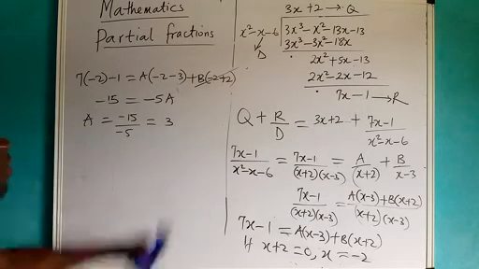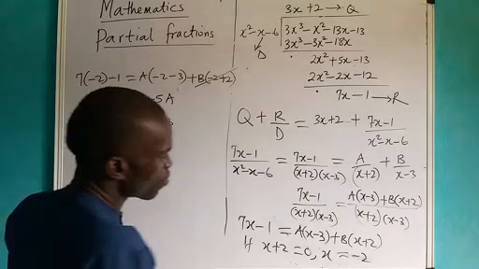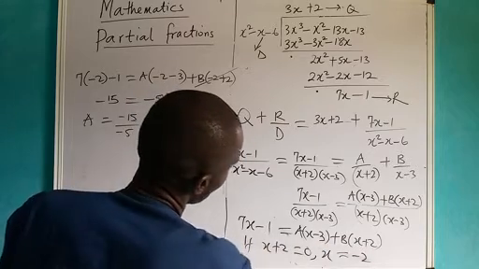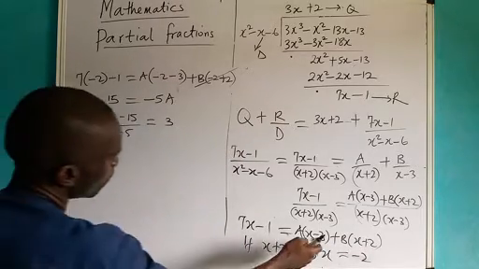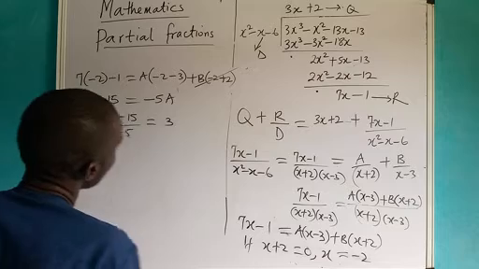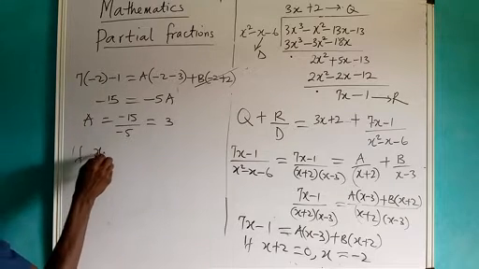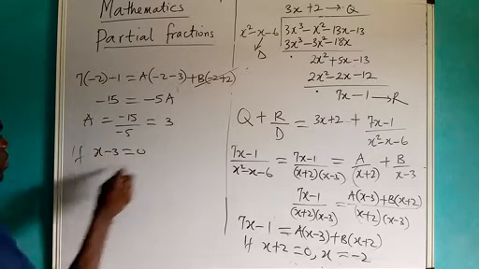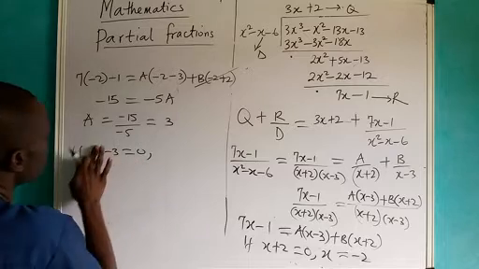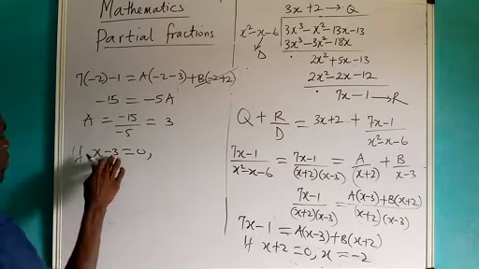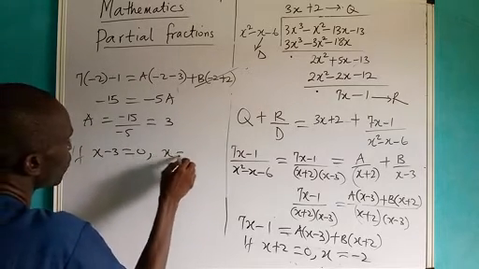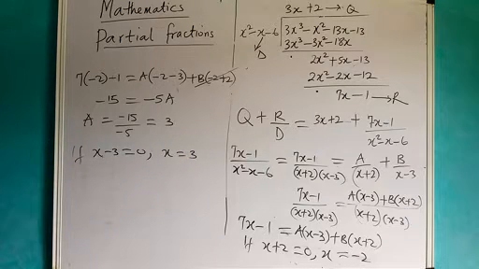Now, I need to obtain my B. To obtain B, I need to do away with A and keep B. It means I will have to consider what's inside A. What is inside A is x minus 3 equals 0. Therefore, if x minus 3 equals 0, what will be the value of x here? 3 will move over, because x equals 3. I'll be having x equals 3.